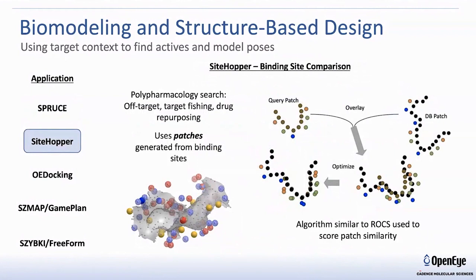This application was developed for polypharmacology purposes, such as finding potential off-target effects, target fishing, or drug repurposing. SiteHopper can be used to compare binding sites of many different protein structures. It accomplishes this goal by generating a patch of an active site of interest by creating a shape query out of the inner surface of the pocket and the color features of the various chemical groups that line the active sites. Much like in ROCS, the query patch is then overlaid against the other patches in a database in order to find other active sites within the database that have high similarity and are likely to bind similar classes of compounds.